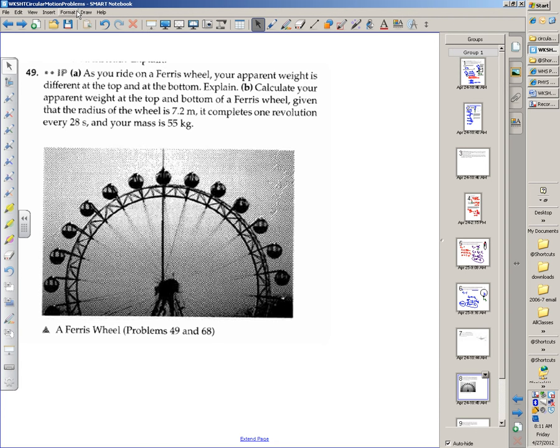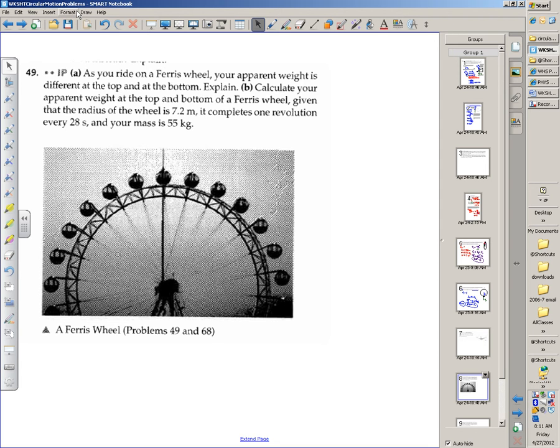All right. So let's start off with one of the problems that is on the problem set that I gave to you today, the one that has the picture of the Ferris wheel on it. It says, as you ride the Ferris wheel, your apparent weight is different at the top than it is at the bottom. Explain. And B says, calculate your apparent weight at the top and bottom of a Ferris wheel, given that the radius of the wheel is 7.2 meters. It completes one revolution every 28 seconds, and your mass is 55 kilograms.